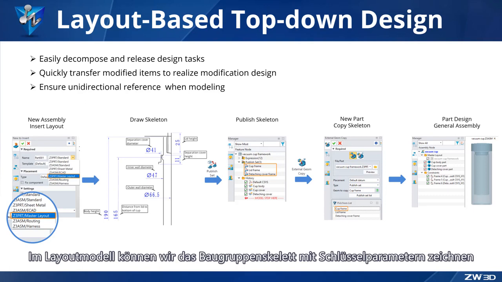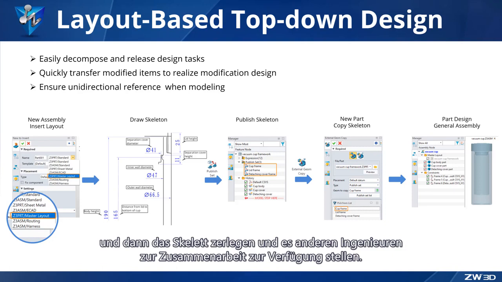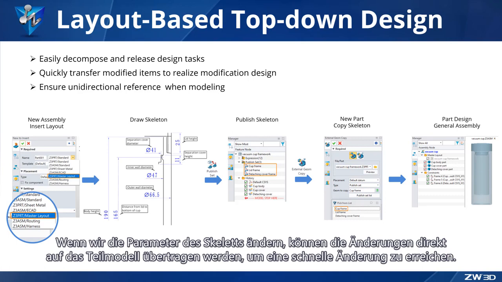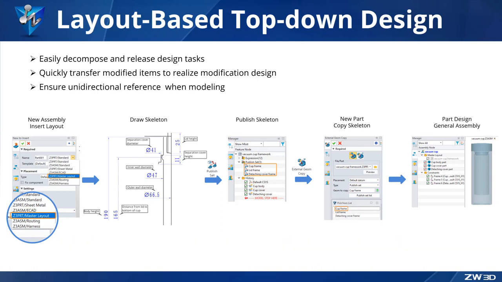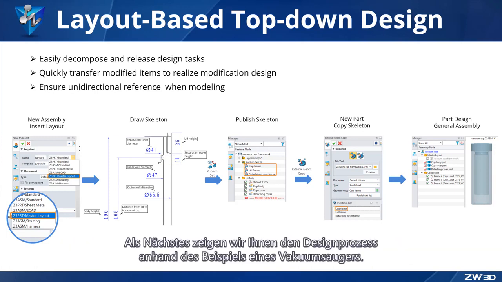In the layout model, we can draw the assembly skeleton with key parameters, and then decompose the skeleton and publish it to other engineers for collaboration. When we modify the skeleton parameters, it can directly transfer changes to the part model to achieve fast modification. Next, we will show you the design process using an example of a vacuum cup.